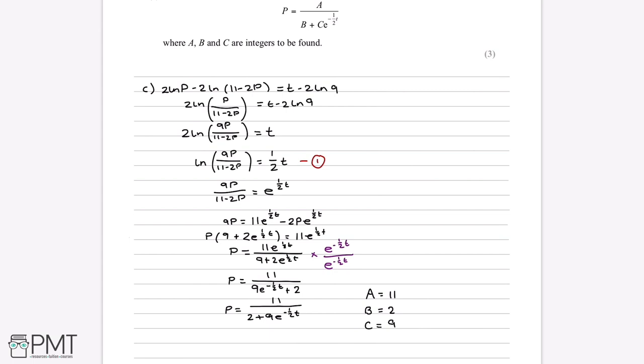And we get a further method mark for trying to make p the subject, which is what we've done for this whole bit over here. So we get a method mark for all of this. And finally, we get an answer mark for finding that a is 11, b is 2, and c is 9. So we can say that we got our third and final answer mark from there.